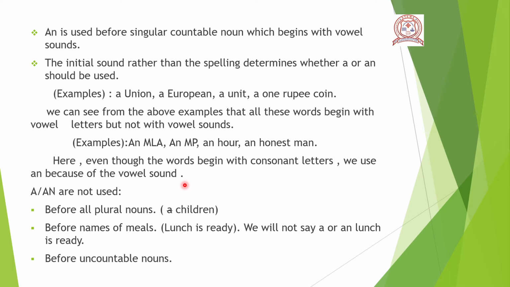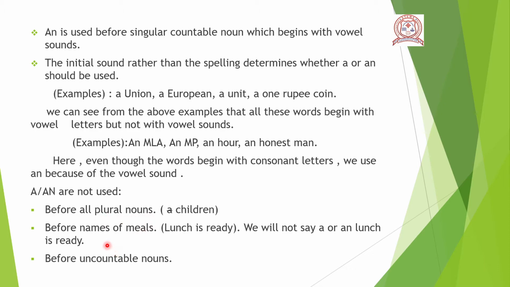So these are the few points of where a or an should be used. Now where you should not use a or an, that is the next point. You should not use a or an before all plural nouns. First point is before all plural nouns. You will not write a children because children is already plural. So a or an is not used before all plural nouns.